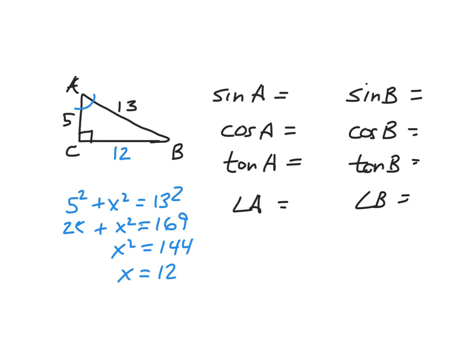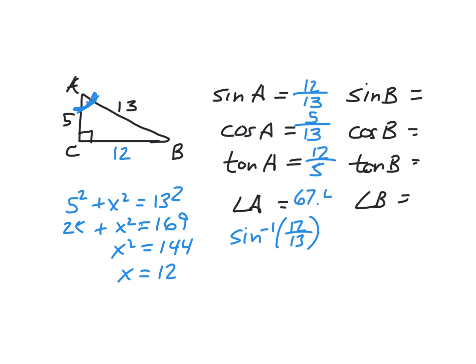And then focusing on angle A. Angle A, opposite is 12. Hypotenuse is 13, so that's the sine, or the SOH. Cosine's CAH, adjacent over hypotenuse, 5 over 13. And TOA is tangent, opposite over adjacent, which would be 12 over 5. To find that angle A, I could do the sine inverse of 12/13. I could do cosine inverse of 5/13, tan inverse of 12/5. They're all going to work. And I should get an angle of about 67.4 degrees.